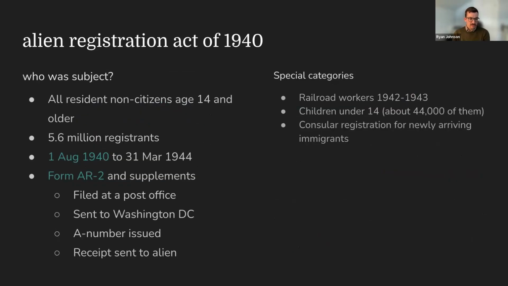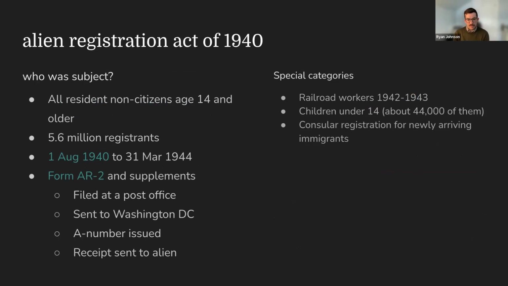So who was subject to registration? All resident non-citizens age 14 and older. 5.6 million of them went to the post office between August 1st, 1940 and March 31st, 1944, and filled out the Form AR-2. And some of them would fill out some supplements that all stayed together. That form got sent to Washington, D.C. Remember, this is a centralization effort.